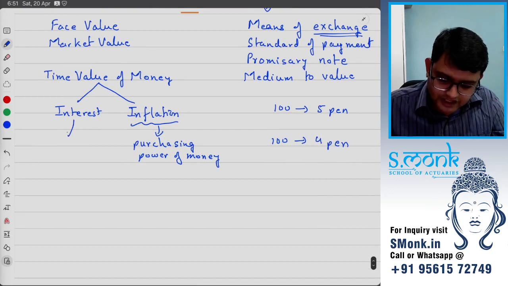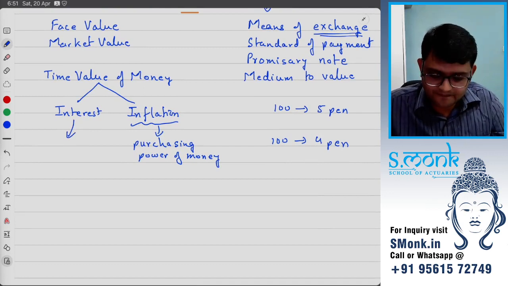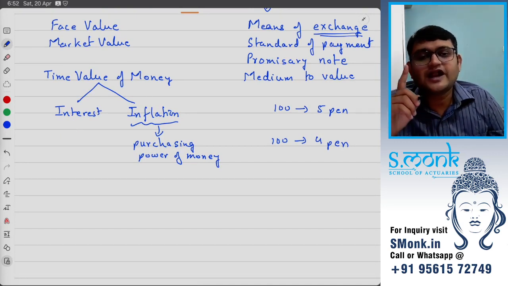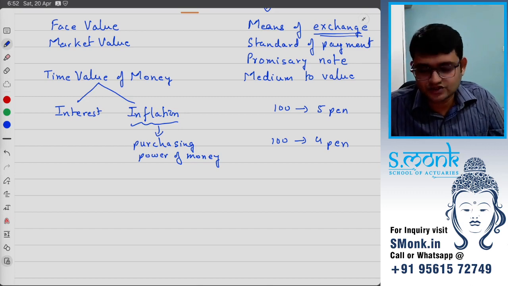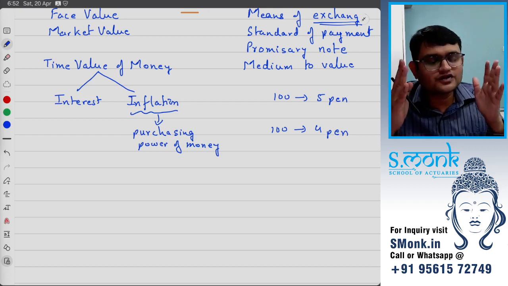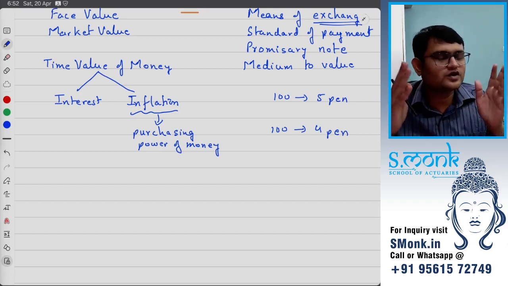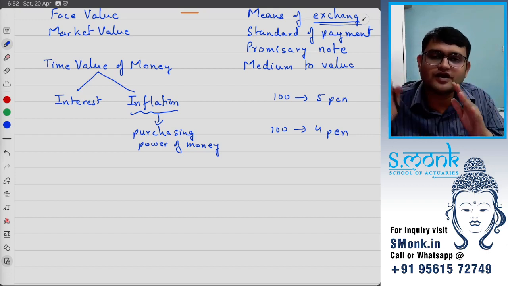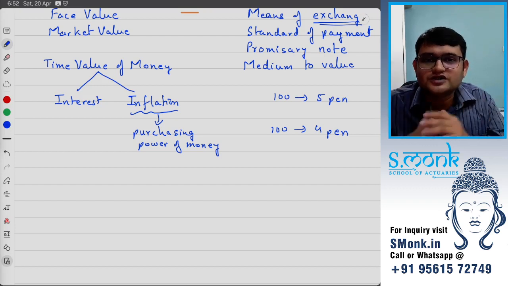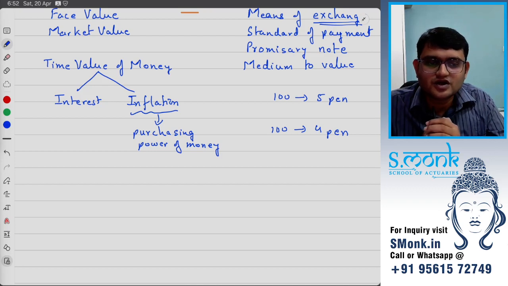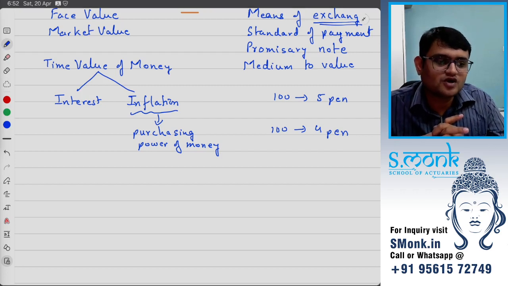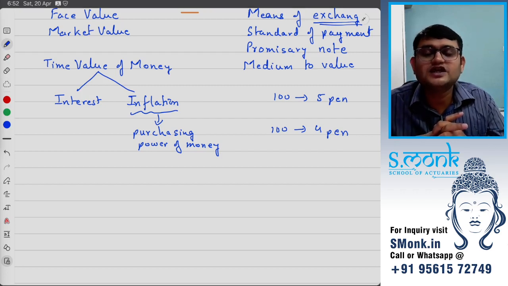How would interest increase the value of money? Now interest will only affect the money that has been invested. So the money has to be invested. If I have 100 rupees in my wallet, it will not change magically into 120, or 150, or 500, even if I keep it for 1,000 years. So interest will change the value of money only if it is invested.